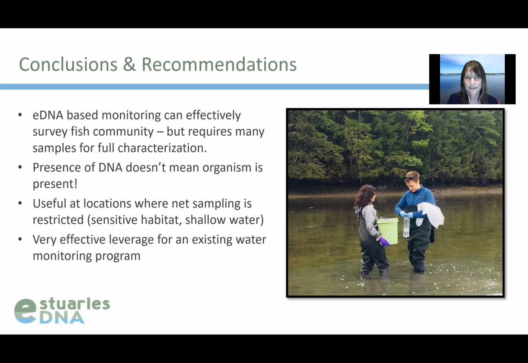We also found that it's particularly useful at locations where net sampling is not allowed. So if you want to do a fish survey in a place where there are endangered species, where it's a sensitive habitat, you can use the DNA sampling to get a survey of fish species without having to go in and do any of the damage or the stress that might be involved in net sampling. And again, just emphasizing, it's a great way to leverage an existing water quality program. So if you're out there taking samples anyways, particularly if you're taking nutrient samples and you're filtering, you already have the setup. It's pretty easy to do.